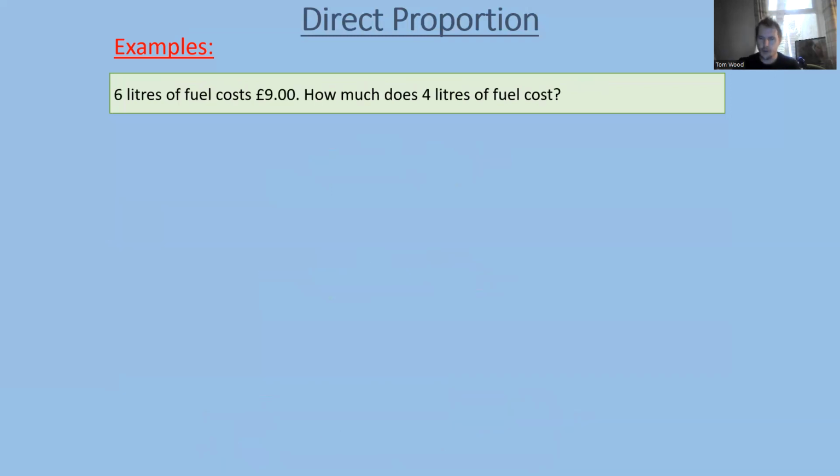So have a look at this problem. Write down what you know first of all, so how much is 6 litres, and then try and use that to find out how much 4 litres costs. So you're probably going to have to find out what 1 is first. There are different ways, though. So have a go, and let me know what answer you can get here.